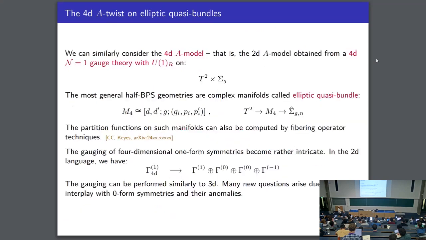Let me just mention maybe about 4D. You could do, of course, a similar game on T2 times S2. It's something that we're exploring with Adam recently. In fact, there is a lot to say about the most general four-manifold that you can consider in four dimensions as well. The new element in 4D is that instead of having just gamma 0 and gamma 1, I would have gamma 1, gamma 0, gamma 0, gamma minus 1, on the Riemann surface. So there is more to play. There are also more things that happen because of anomalies of the 4D theories and so on.